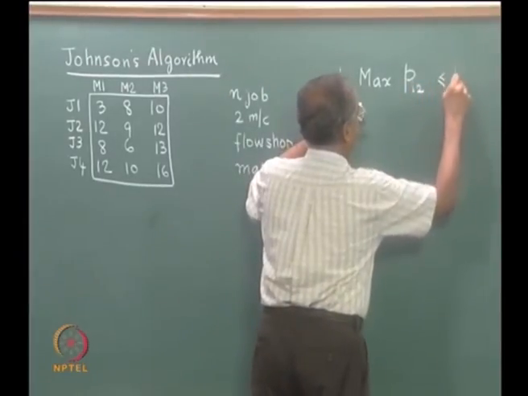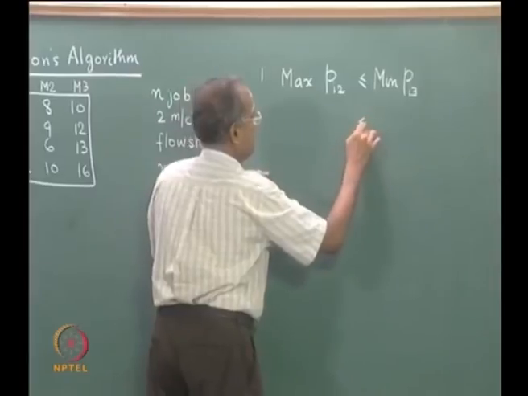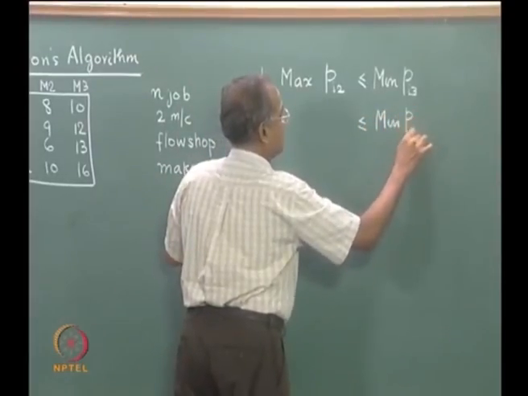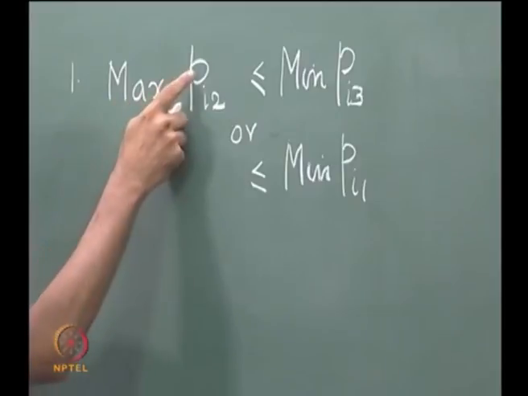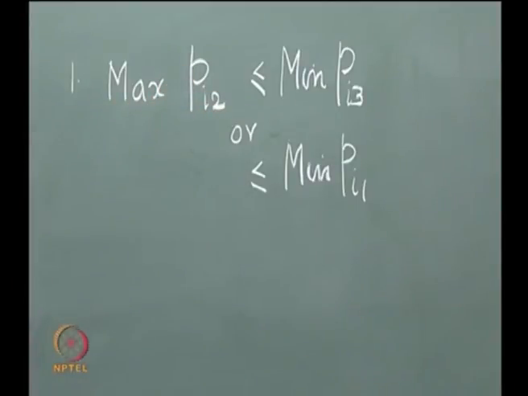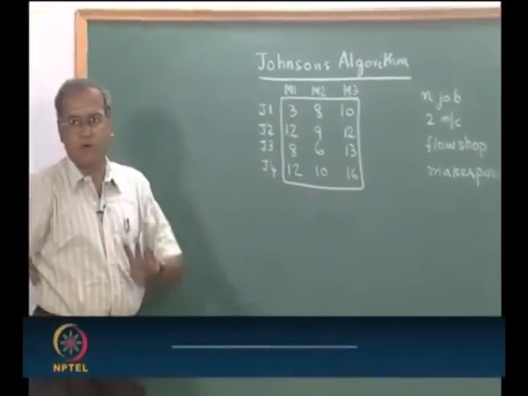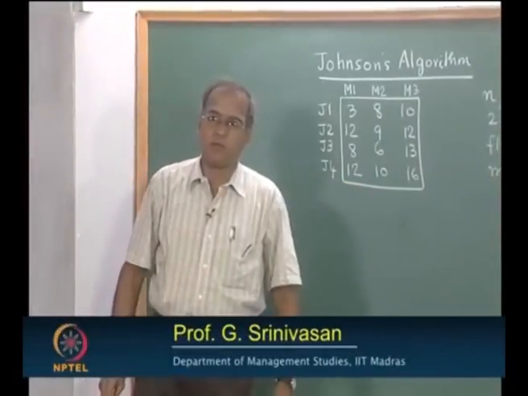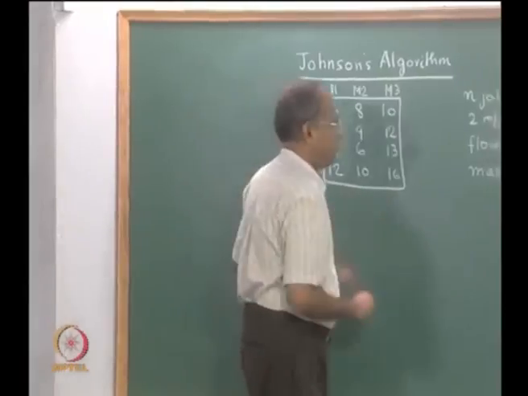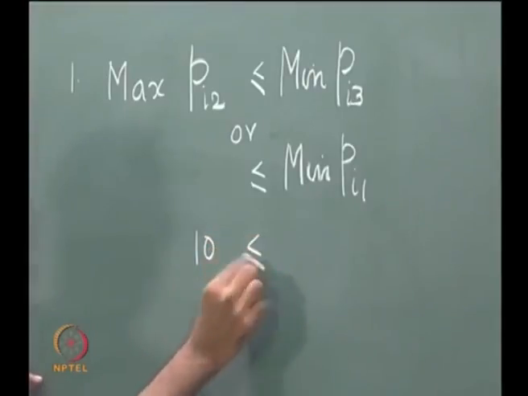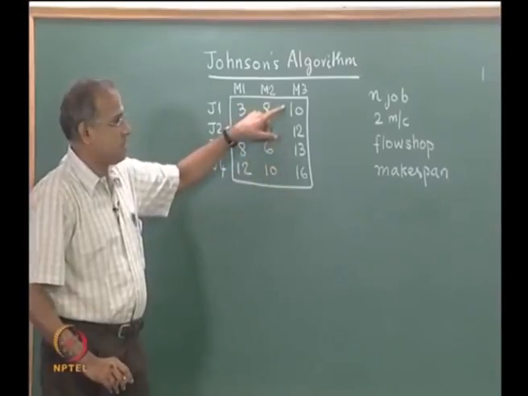is less than or equal to minimum of the processing time, or less than or equal to minimum of the. Now this condition says that the maximum of the processing times of the jobs on machine number 2, which is here, the maximum of the processing times. Now we are considering a 4 job 3 machine flow shop sequencing problem to minimize make span. So the largest of the values for machine 2, which is 10, should be less than or equal to the smallest of the values on machine 3, which happens to be another 10.